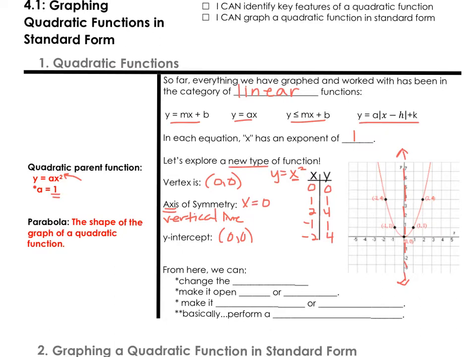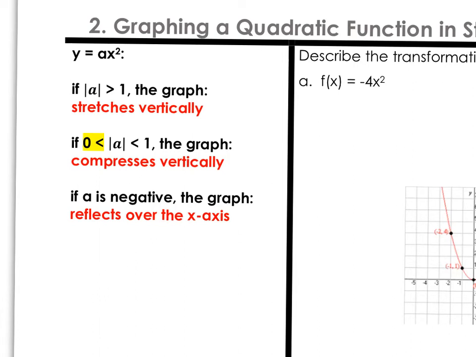From here, we can actually change the location of the vertex. We can make the quadratic function open up or down. We can make it stretch or compress. And if this all sounds familiar, this is essentially performing a transformation of the parent function. Now the shape that the quadratic function forms is called a parabola. So if I ever say parabola, that's just the shape of the quadratic function. All right, let's go ahead and start changing things up.